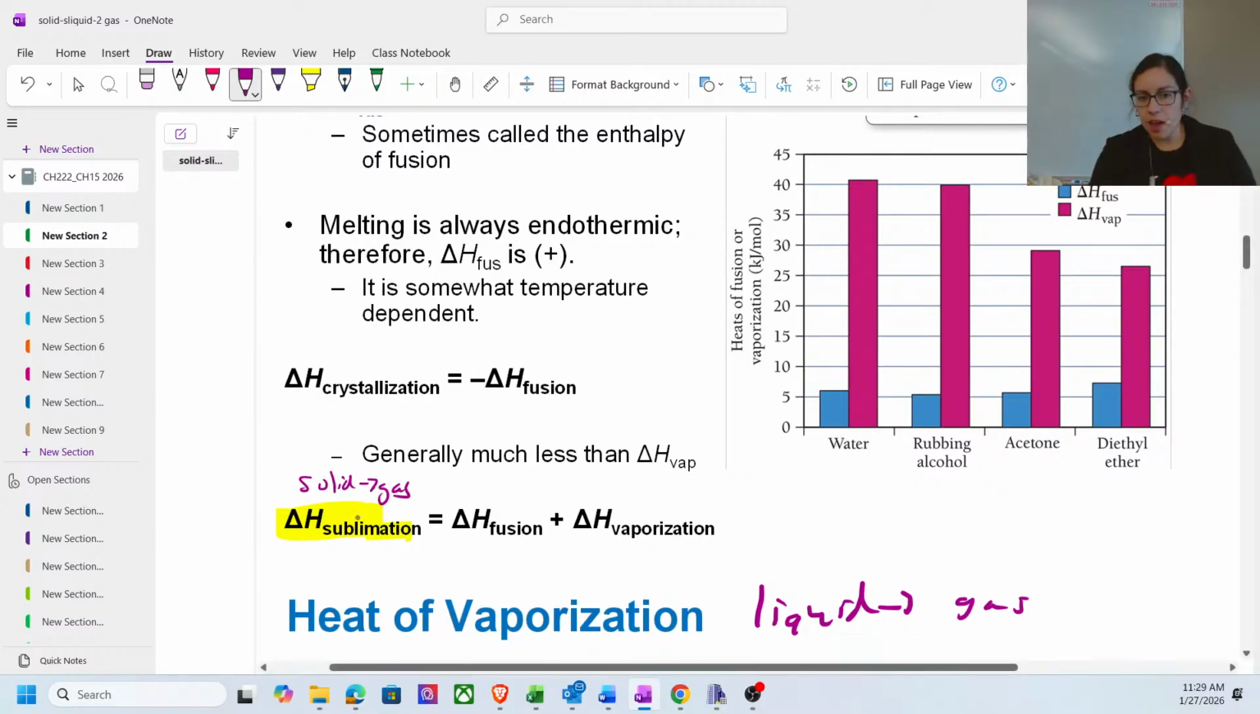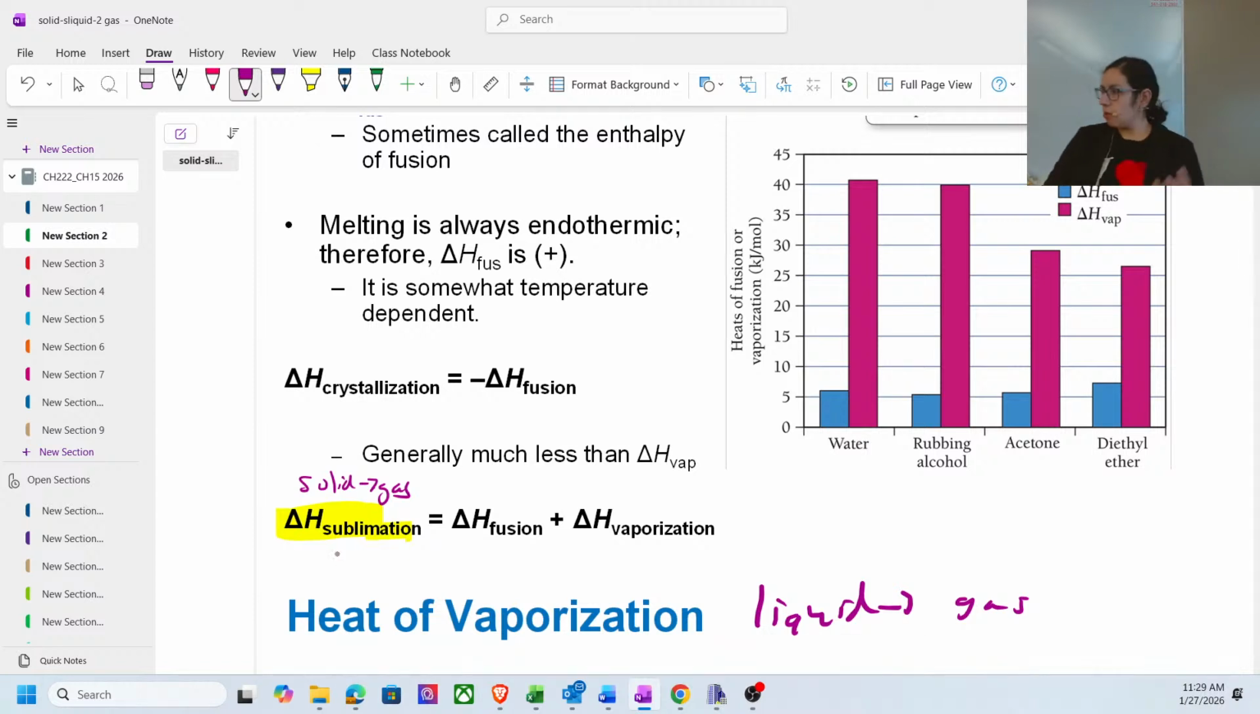You may not have this value listed if you go look it up, but you can just take your heat of fusion plus your heat of vaporization, and that's the same energetically. So just note that. CO2 is a good example of this. You guys probably have seen dry ice, which is just frozen carbon dioxide, and then it goes straight to the gas phase.